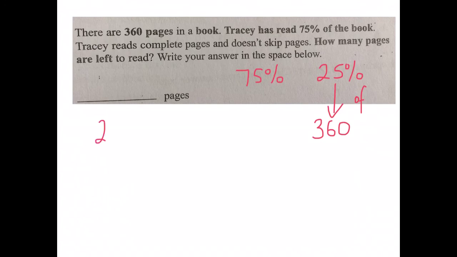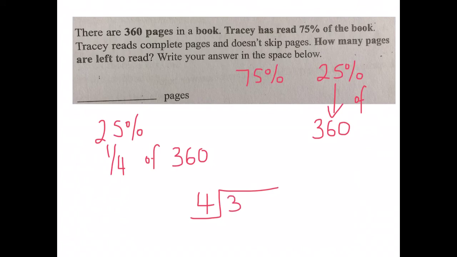So 25% is 1/4. So we need to find out 1/4 of 360. So 4 into 360. 4 into 3 does not go. 4 into 36 goes 9 times. 4 into 0 is 0. So she still has 90 pages left to read.